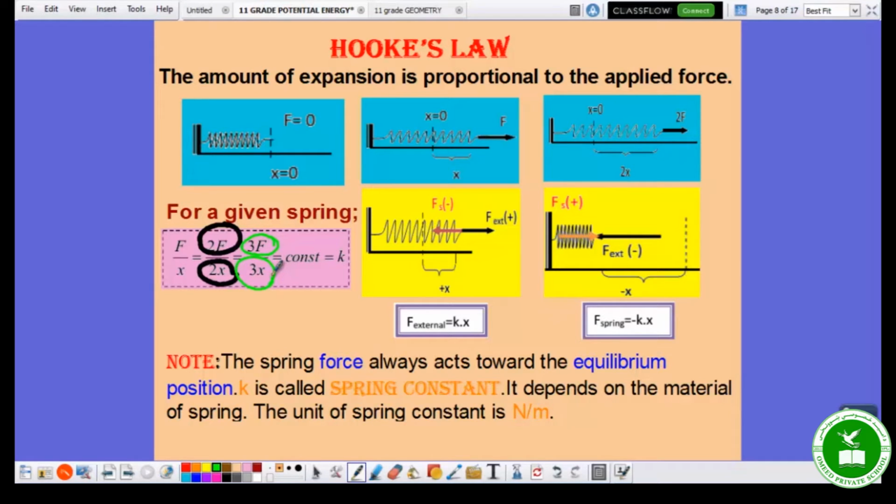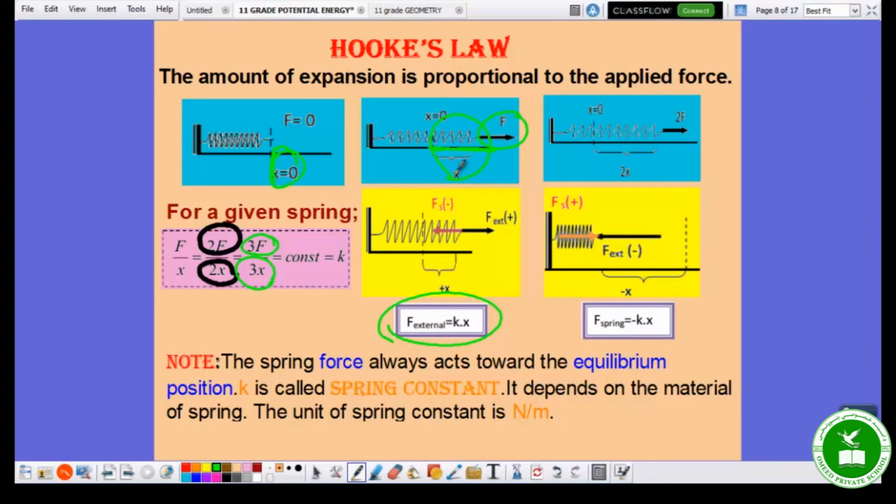Okay, so how can we calculate the magnitude of applied force? Magnitude of applied force is simply calculated using this formula: F external is equal to K into X. What is X here? X is the magnitude of stretch. You see here, initially the magnitude of stretch was 0. After applying this amount of force, the spring stretched this much. So X is the magnitude of stretch.